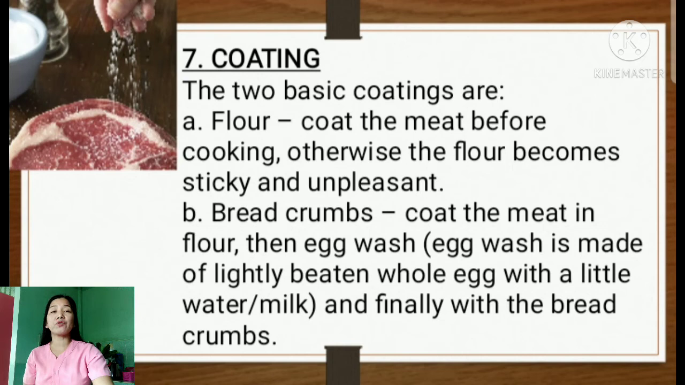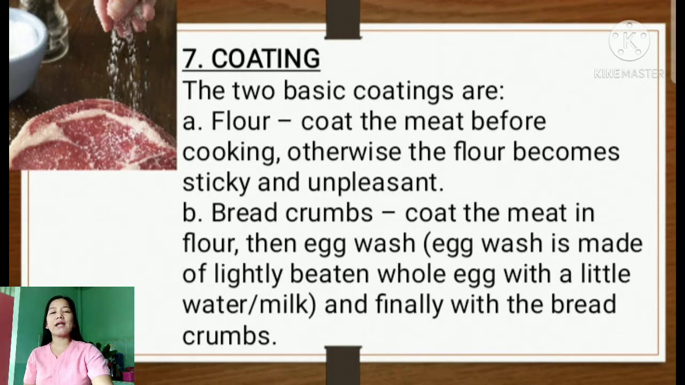Letter B is breadcrumbs. Coat the meat in flour, then egg wash. Egg wash is made of lightly beaten whole egg with a little water and milk, and finally with the breadcrumbs. Okay, so meron tayong two basic coating. Yung una ay yung flour and the second na ginagamit natin ay breadcrumbs.